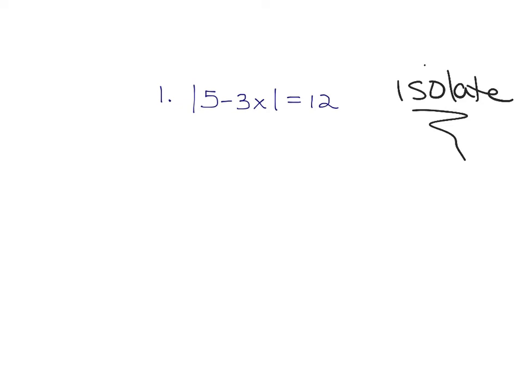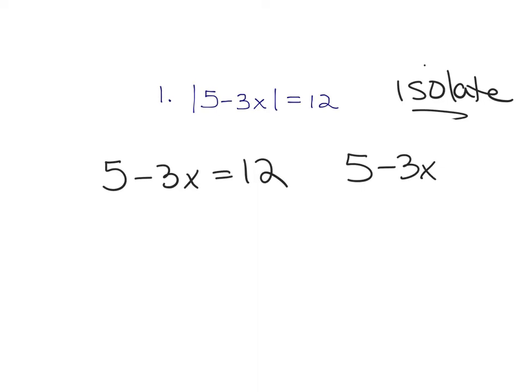Once it's isolated, I make two problems. I'm going to go ahead and drop my absolute value bars and set up an equation of 5 minus 3x equals 12. And then the other case that I need to consider is the negative. So I would also solve 5 minus 3x equals negative 12. So now I'm going to solve each one of these. And once I solve them, these are my answers.